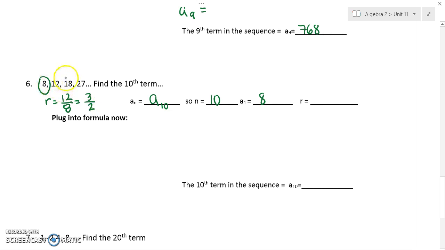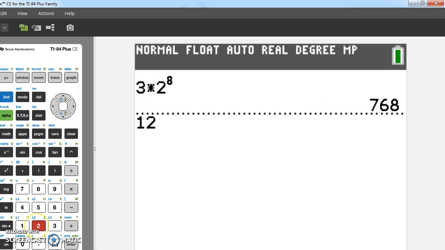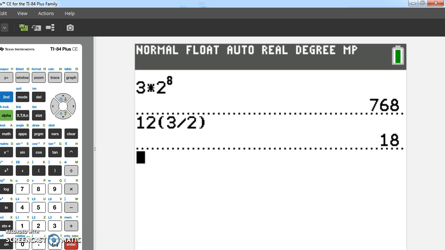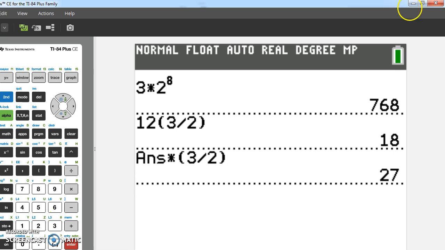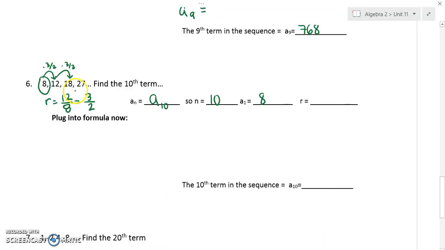And I want to know if that's true for the other ones. So if I multiply 8 by 3 halves, I get 12. Do I get that when I multiply 12 by 3 halves? I'm just going to double check that. 12 times 3 halves, yep, that's 18. And then I'm going to multiply that by 3 halves again to see if I get the next number, which is 27. Yep, that's 27. Awesome. So I know that's the common ratio. I just wanted to double check it because if one of them is wrong, then I can't even use the formula.